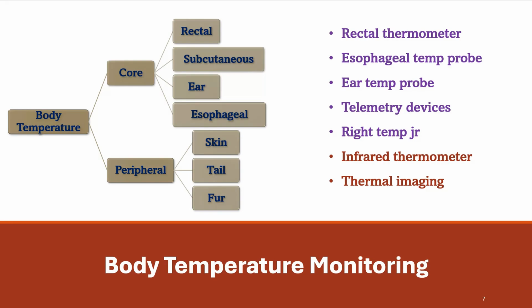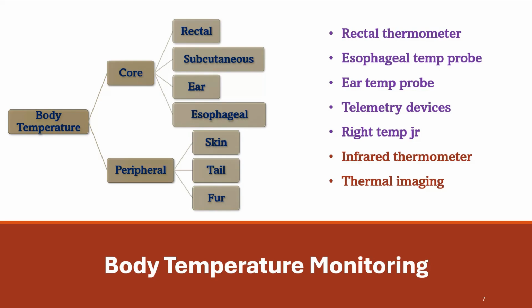In terms of core body temperature measurement and monitoring, the monitoring tools are somewhat invasive to minimally invasive. For example, rectal temperature, which is most commonly measured as part of core temperature, uses a rectal thermometer, or we can also use the RightTemp Jr. as well as PhysioSuite. These are the two products that can measure, record, and monitor the rectal temperature on a continuous basis. Then telemetry devices can be used for subcutaneous temperatures, as well as ear and esophageal temperatures can be measured using their respective temperature probes.